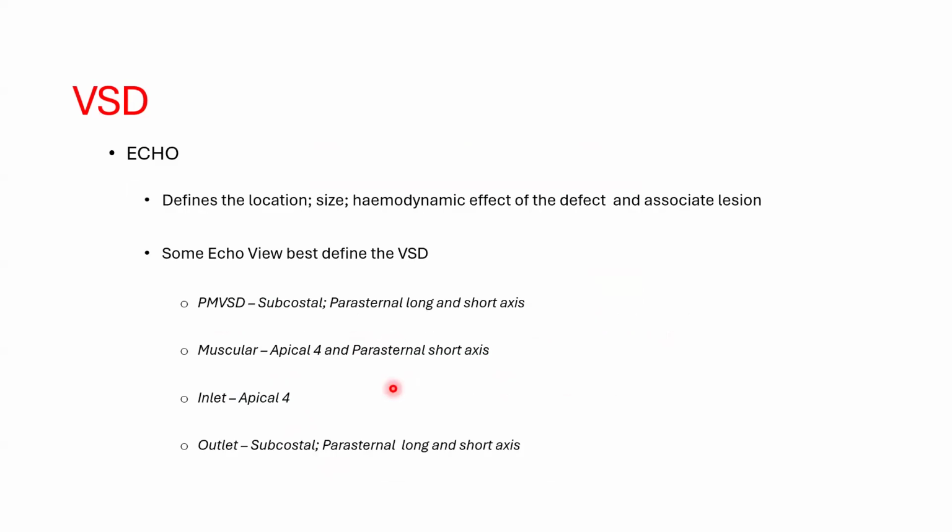Echocardiography defines the location, the size, and hemodynamic effect of the VSD, and various views help with various types of the defects. So we talked about the PMVSD, which is better seen in the subcostal or parasternal long and short axis. The muscular VSDs, which you typically will see in the apical 4 or parasternal short axis. The inlet in the apical 4, and then the outlet in the subcostal, parasternal, long and short axis. So the PMVSD and the outlet VSDs share similar views. Okay, and then the muscular and the inlet tend to be typically more obvious in the apical 4. So that is a simple way of remembering it.